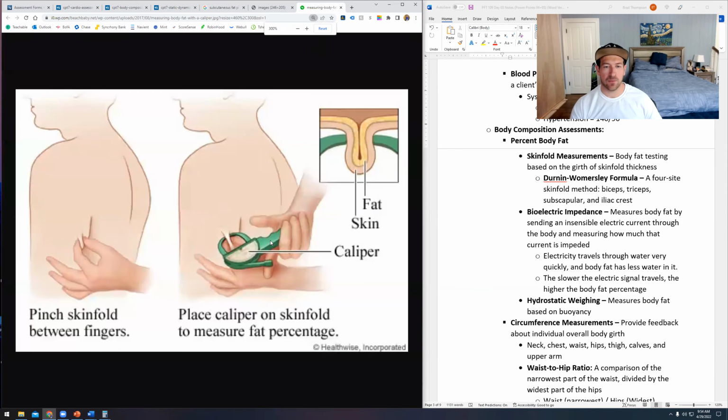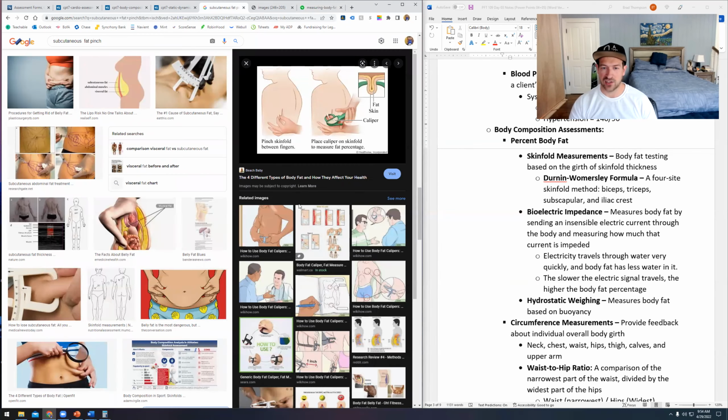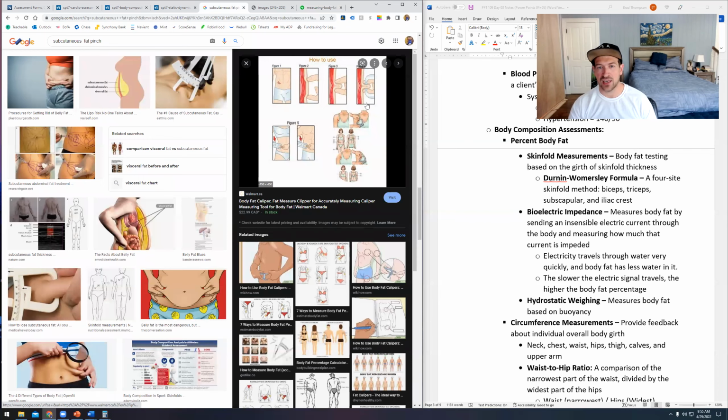Okay. So see this right here? This is how skin fold testing works. What you do is you pinch your client's skin, you get a little fold, and then you use the caliper. You can see here's a layer of their skin, and there's a layer of their body fat. So the larger the pinch, the more body fat there is.